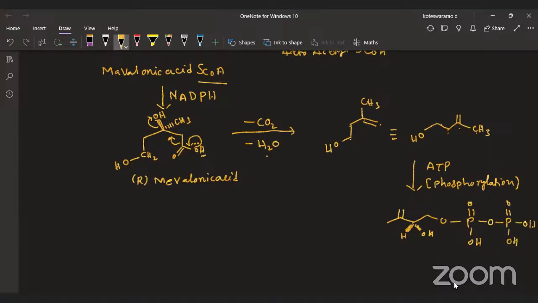It is the diphosphate derivative. Now it is undergoing isomerization. How is it undergoing isomerization?